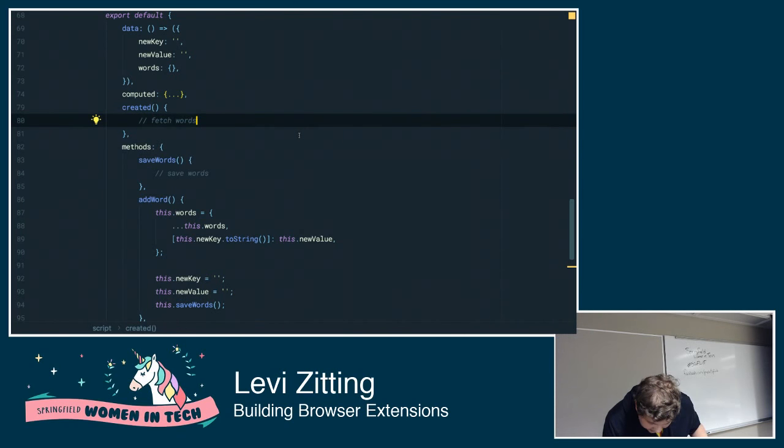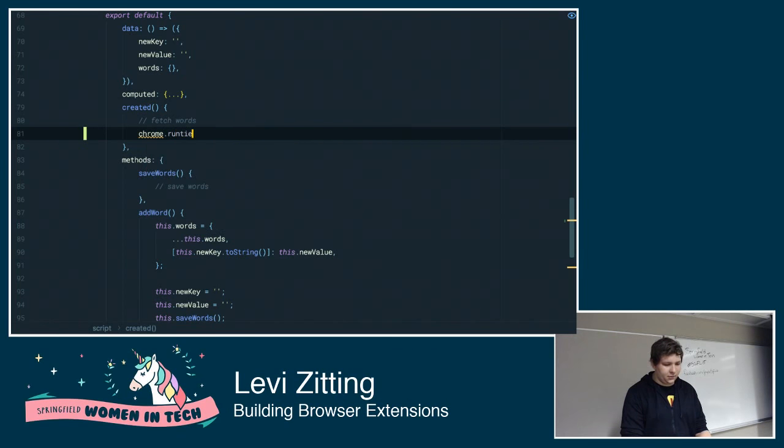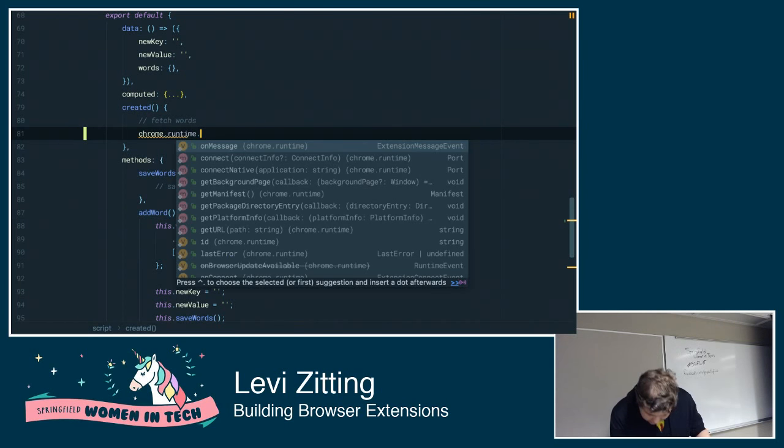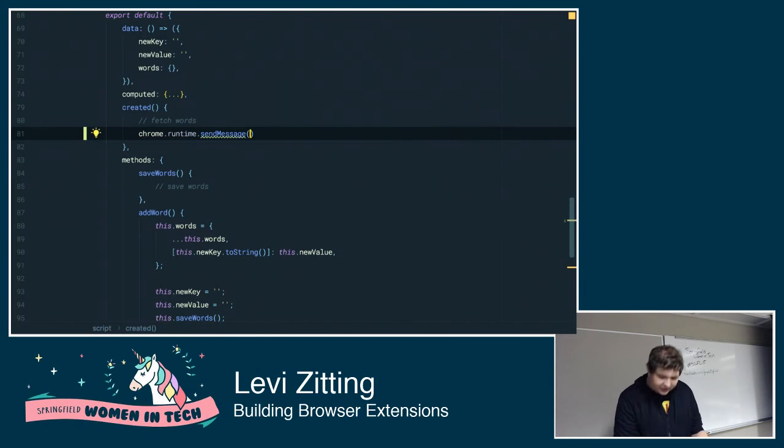So in order to send a message, we use the same kind of thing. We use chrome.runtime.sendMessage, and we pass it basically an object of whatever shape we want. At the end of the day, this object is the request object on the receiving end.